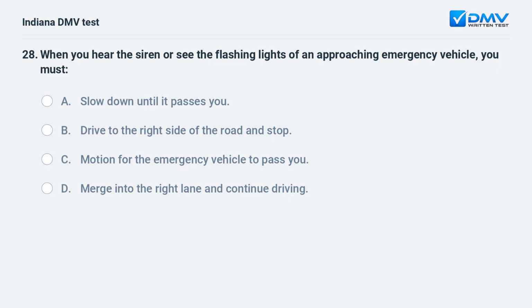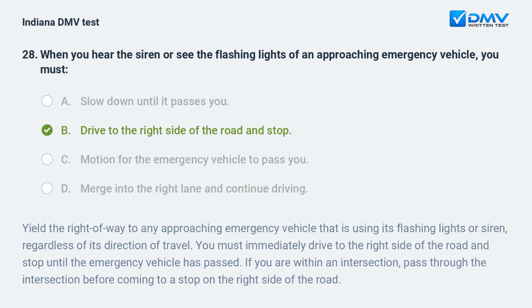When you hear the siren or see the flashing lights of an approaching emergency vehicle, you must A. Slow down until it passes you. B. Drive to the right side of the road and stop. C. Motion for the emergency vehicle to pass you. D. Merge into the right lane and continue driving. B. Drive to the right side of the road and stop.